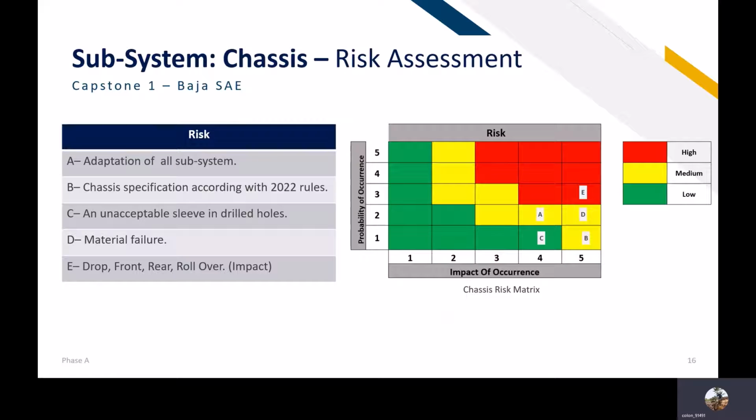In the SOFIA diagram, the probabilities and impacts were established according to the analysis of each risk. The letter A has an impact of 4 and a probability of 2. The letter B has an impact of 5 and a probability of 1. The letter C has an impact of 4 and a probability of 1. The letter D has an impact of 5 and a probability of 2. The letter I has an impact of 5 and a probability of 3.